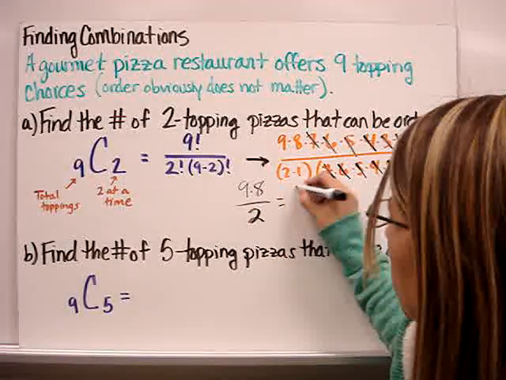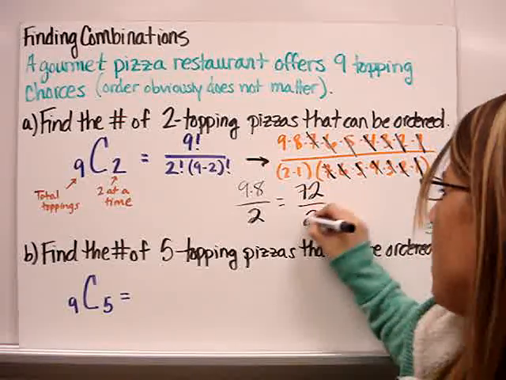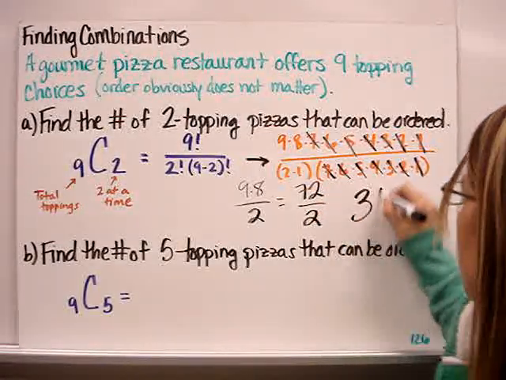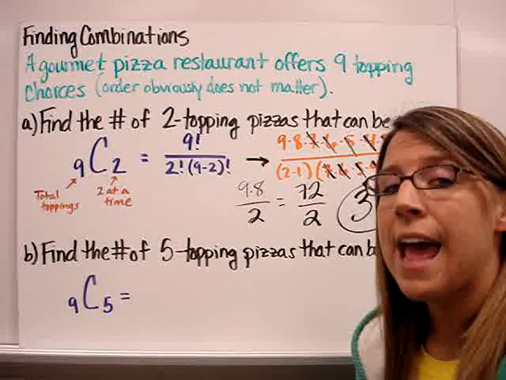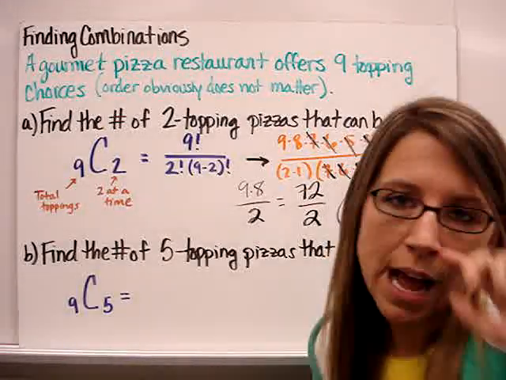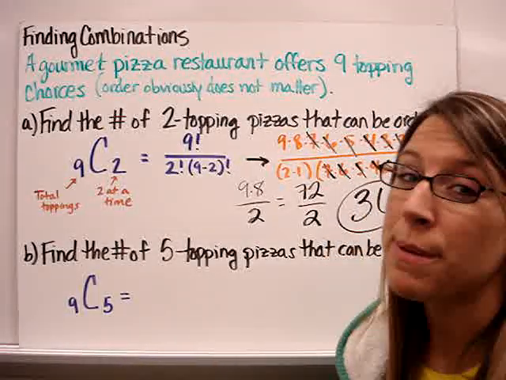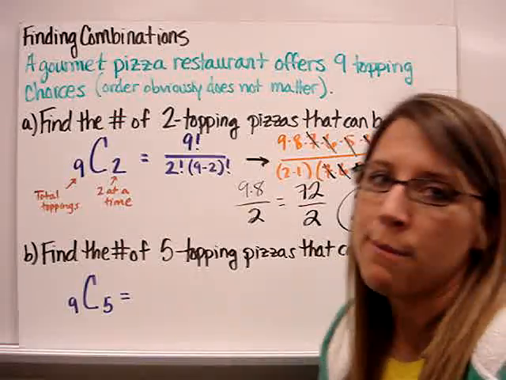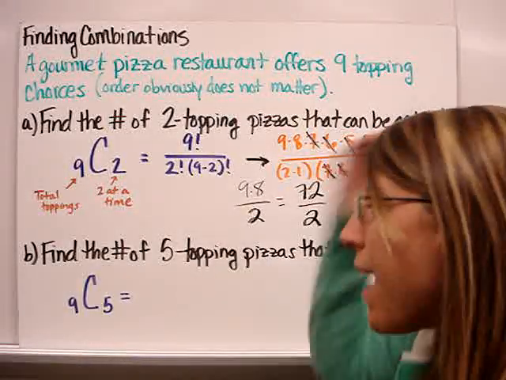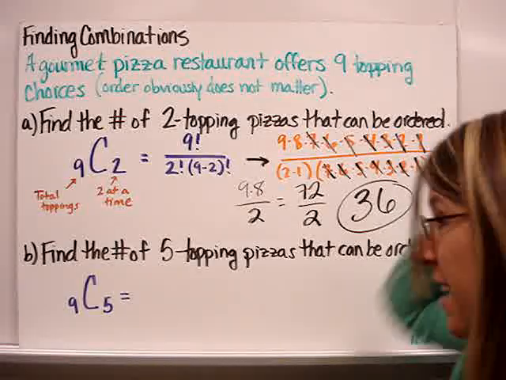9 times 8 is 72, divided by 2, and 72 divided by 2 is 36. So I can say that the number of 2 topping pizza combinations I can get if there are 9 toppings available is 36 different options. Okay? Find the number of 5 topping pizzas that can be ordered.